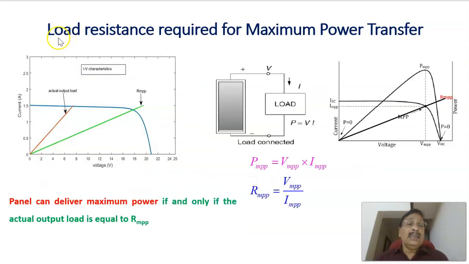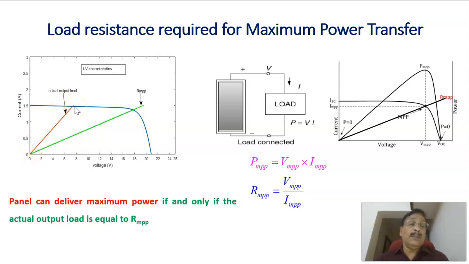Now here, let us see the load resistance requirement for maximum power transfer. As you know, the maximum power transfer theorem applies if the resistance of the source is equal to the load. As the solar panel is the source, this is the VI characteristics, and this is the PV characteristics, and this is representing RMPP, which is the resistance corresponding to the maximum power. That is the resistance of the solar panel. This solar panel can transfer maximum power to the load if the load resistance is matching, that is equal to the RMPP.